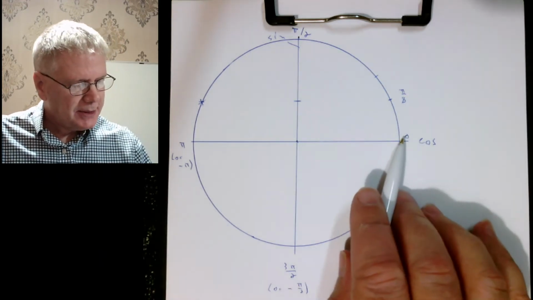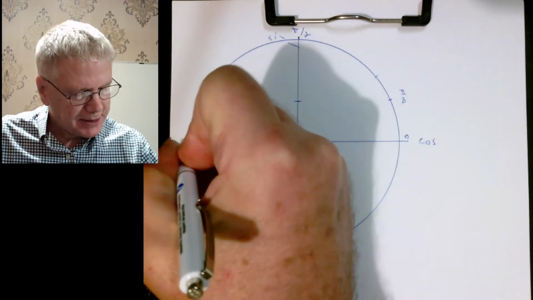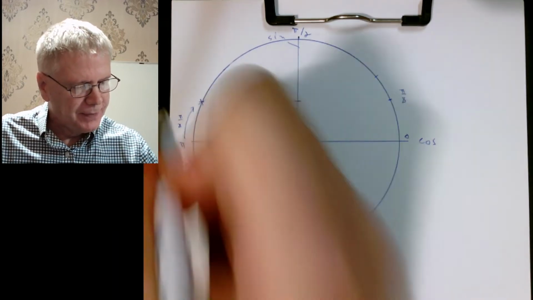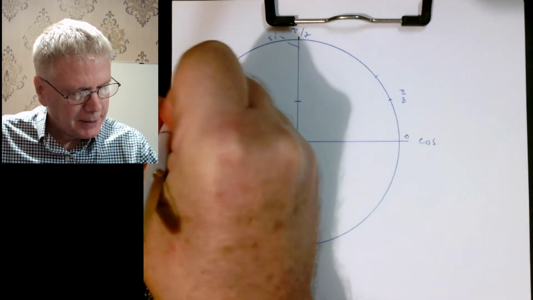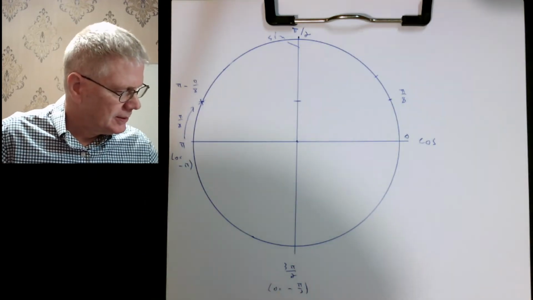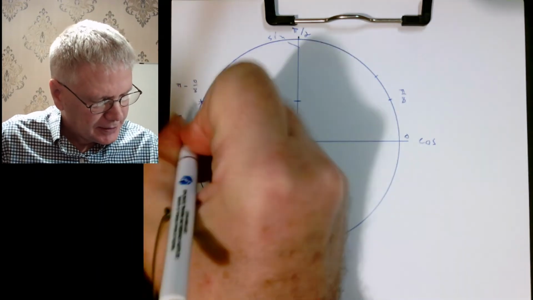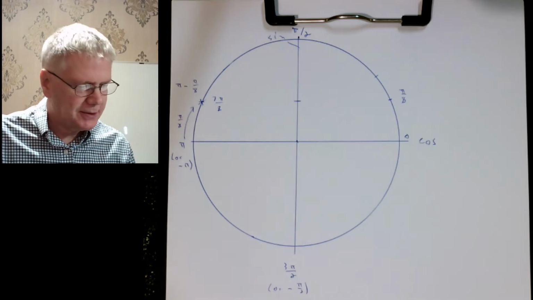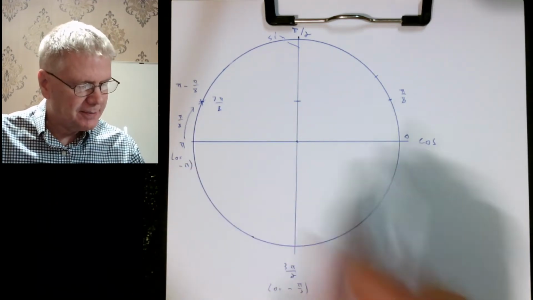So I went up by pi over 8. That means I can come over here pi over 8. You can see this from the symmetry. Pi minus pi over 8 is 7 pi over 8. So this point is 7 pi over 8, and that's the answer to our first one. Sine of 7 pi over 8 is the same as sine of pi over 8.